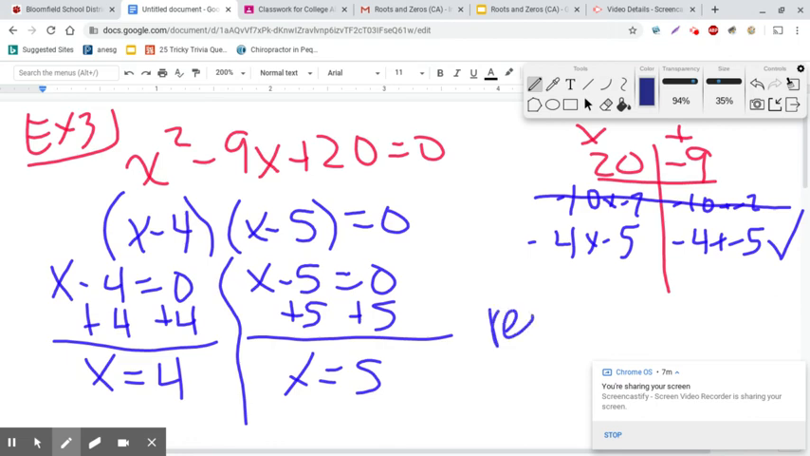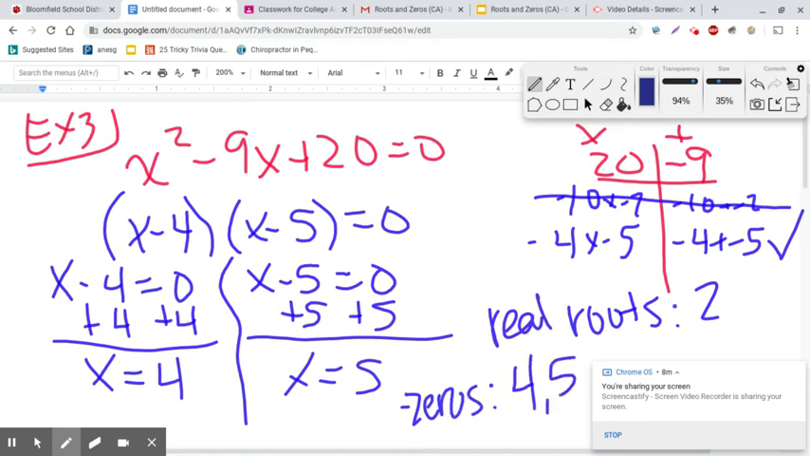So, real roots. I have 2 different numbers, right? x equals 2 different numbers, so I have 2 real roots. My zeros are going to be a positive 4 and a positive 5. Guys, that is your third example. Please pause if you need to. Otherwise, we are going on.